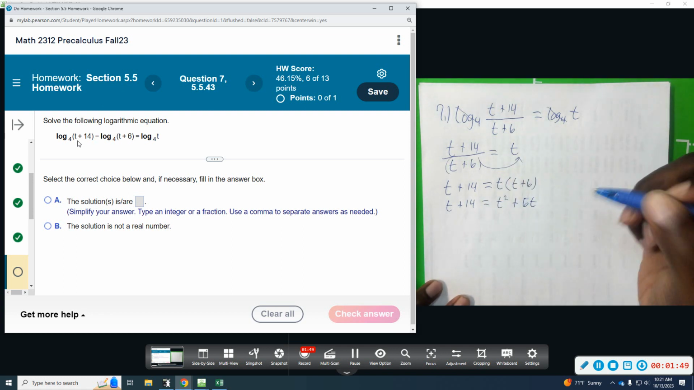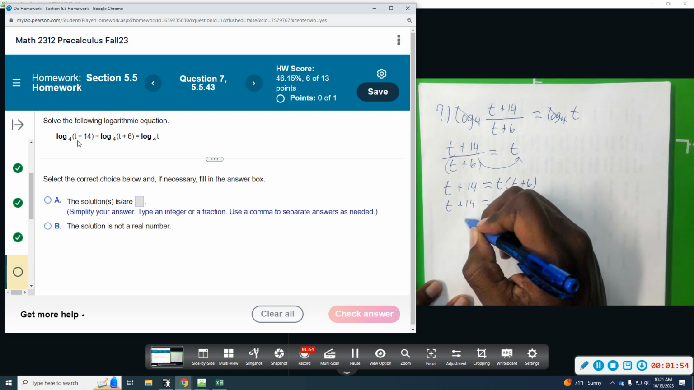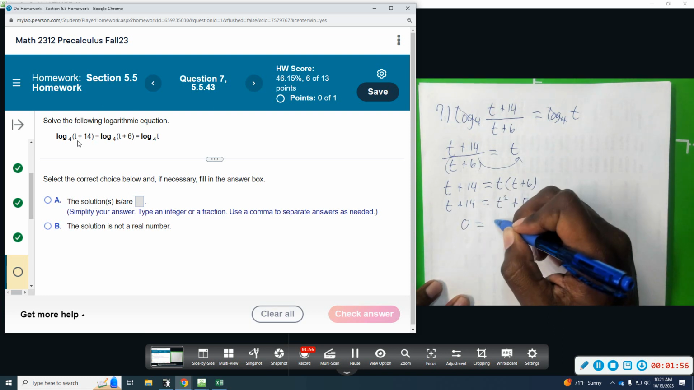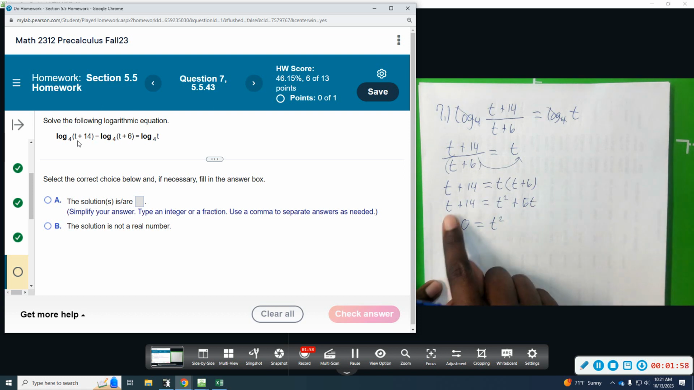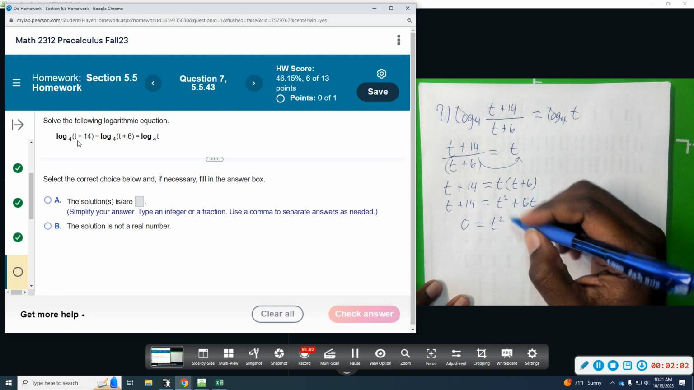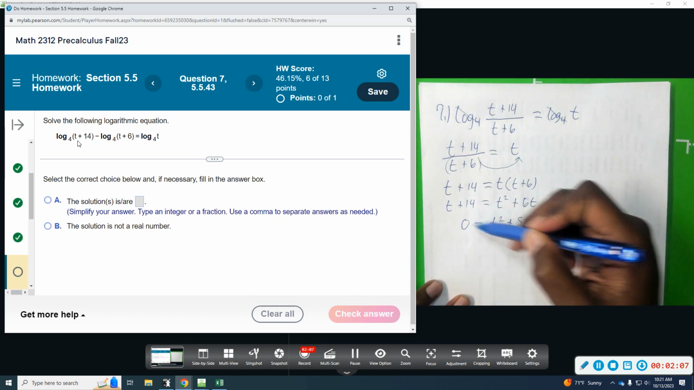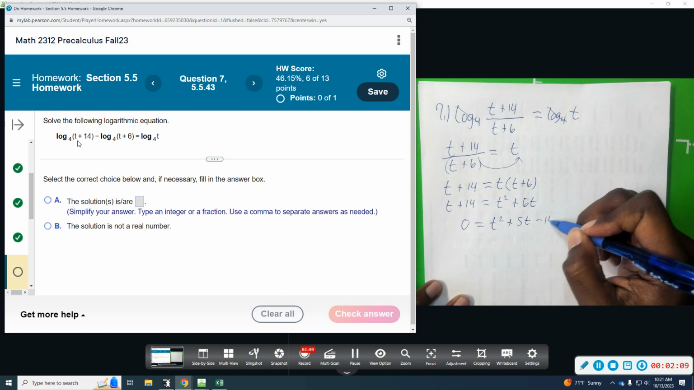It's looking like quadratic, so I'm going to subtract t over. I'm going to subtract the 14. So it's going to leave me with 0 equals t squared. Combining a t and a 6t, you're going to subtract. It's going to give us 5t. And then subtract 14 minus 14.